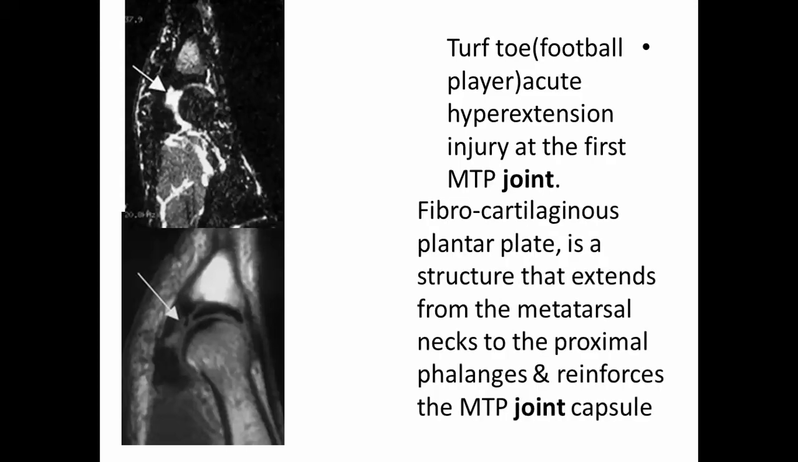Neurofibroma. The turf toe, or the football player toe, is due to acute hyperextension, which results in injury at the first metatarsophalangeal joint, some edema, some fluid with interruption. It is the fibrocartilage which is interrupted, this area. It extends from the metatarsal neck to the proximal phalanx. There should be a line here. This line is cut like this. This is called turf toe or the hyperextension injury. The only change you can detect is some fluid around or near the metatarsophalangeal joint.